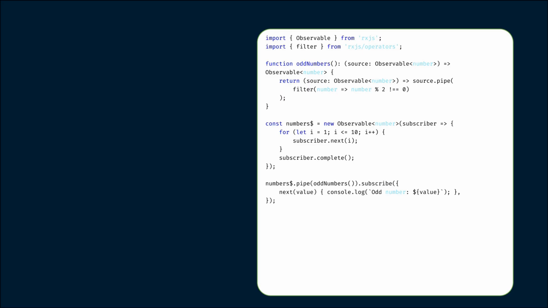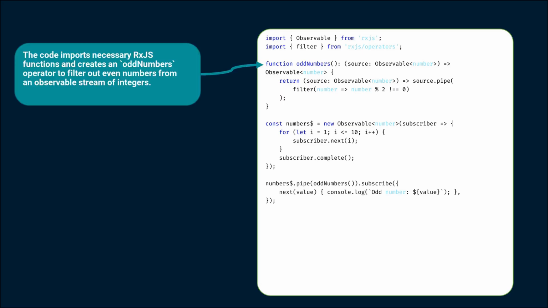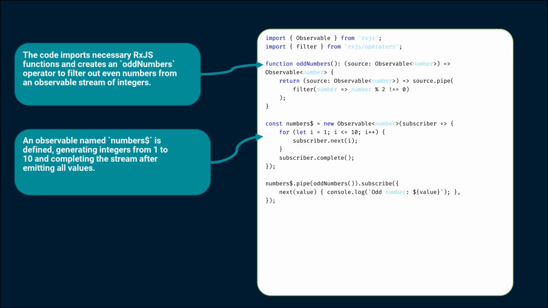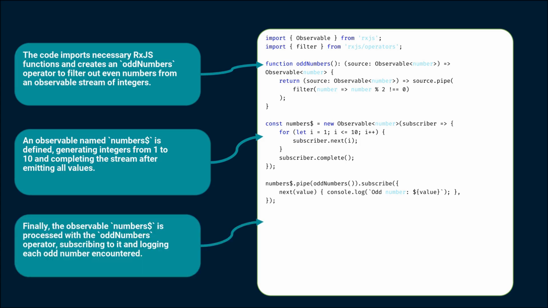Now let's see how we can implement a custom operator to filter out even numbers from an observable stream. We start by importing the necessary observable class and the filter operator from RxJS. The oddNumbers function is defined as a custom operator, which will take an observable of numbers as its source and return a new observable. Inside this function, we utilize the filter operator to pass only the numbers that are odd, effectively removing any even numbers from the emitted sequence.